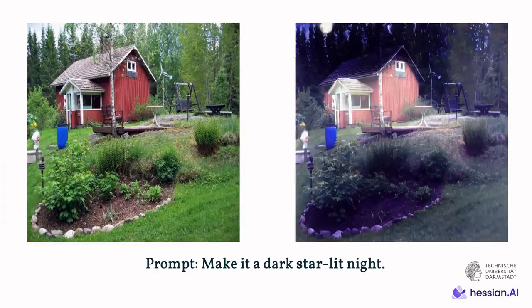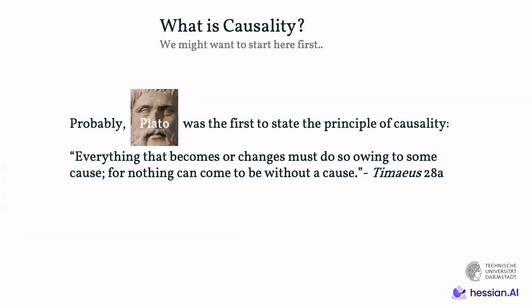So let's go in: what is causality? I don't know if there's a single definition. If you go back in time, we also spoke about the Big Bang, so we cannot go beyond that. But in philosophical arguments, probably Plato was the first to state the principle of causality. Of course, in my opinion, there were people before Plato that spoke about it, but this is the one you can find. Matthew found it. He writes that everything that becomes or changes must do so owing to some cause, for nothing can come to be without a cause.